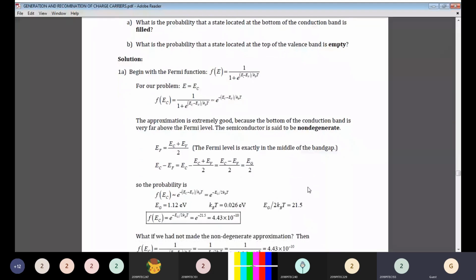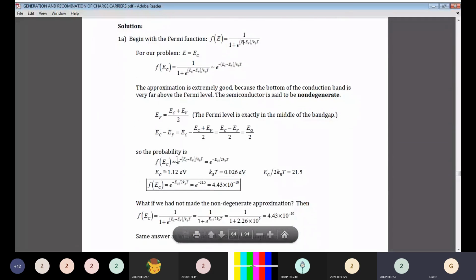E_F is equal to (E_C plus E_V) by 2. The Fermi level is exactly in the middle of the band gap. E_C minus E_F equal to E_C minus (E_C plus E_V) by 2, which is equal to (E_C minus E_V) by 2 equal to E_G by 2. So the probability f(E_C) is nearly equal to e to the power minus (E_C minus E_F) by k_B T, which is equal to e to the power minus E_G by 2 k_B T.